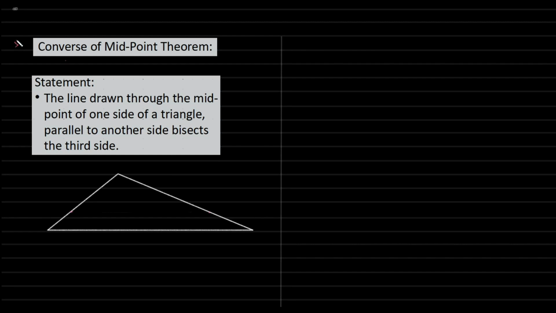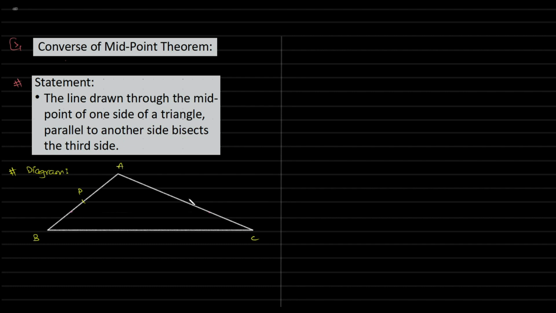Converse of the midpoint theorem. So let's prove this. The statement is as such: the line drawn through the midpoint of one side of a triangle, parallel to another side, bisects the third side. So let's start with the diagram ABC.